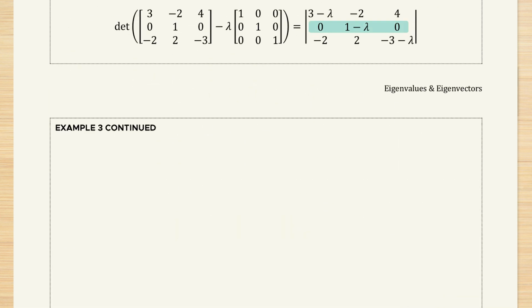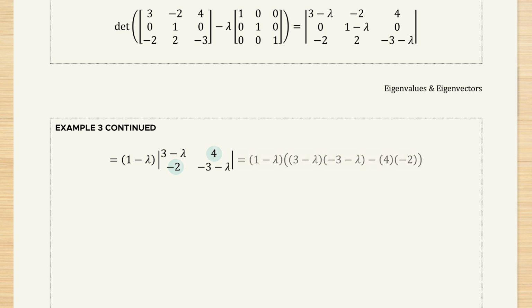Row 2 has the most zeros. Let's do cofactor expansion along row 2. We have 1 minus lambda, then cross off the row and column that has this entry, and get the determinant. It's a 2x2 determinant, AD minus BC: 3 minus lambda times negative 3 minus lambda, minus 4 times negative 2. Expand everything and simplify. The 1 minus lambda can just stay aside for now.